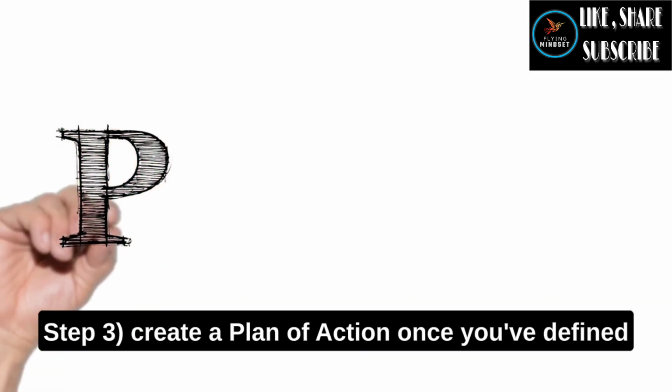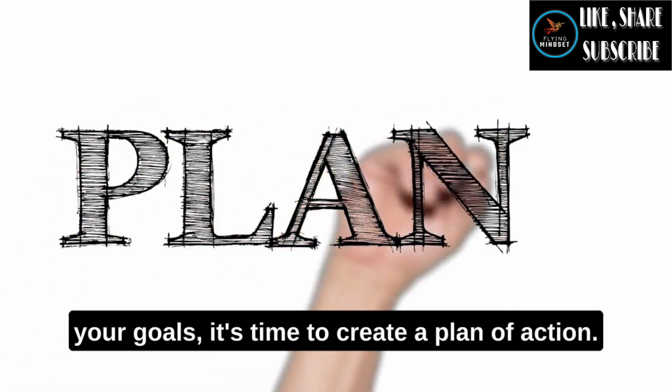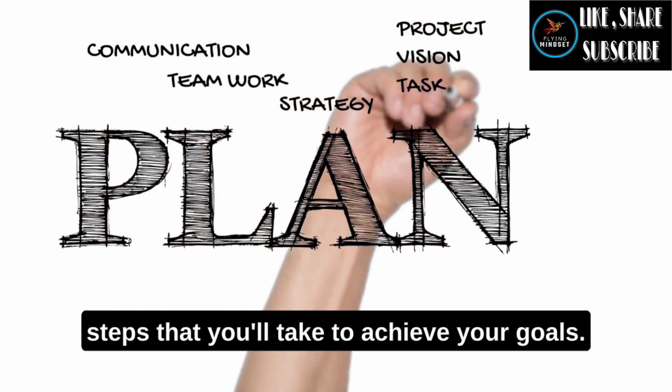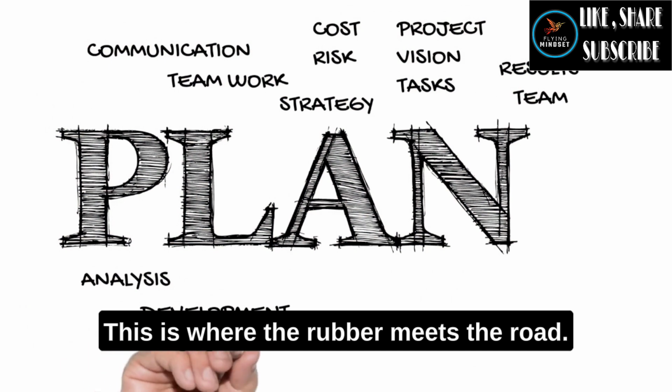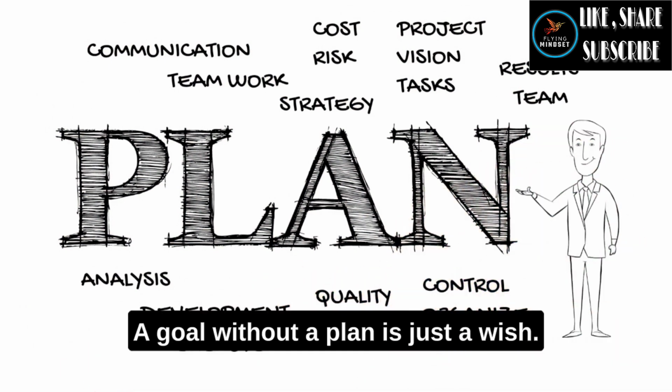Step 3. Create a plan of action. Once you've defined your goals, it's time to create a plan of action. A plan of action is a series of steps that you'll take to achieve your goals. This is where the rubber meets the road. A goal without a plan is just a wish.